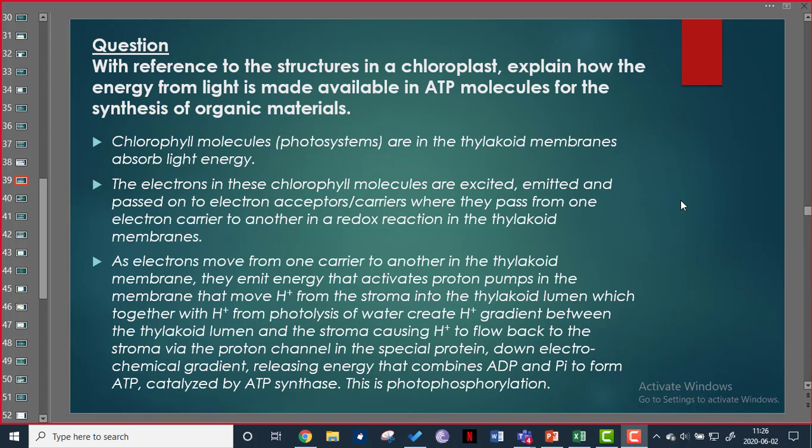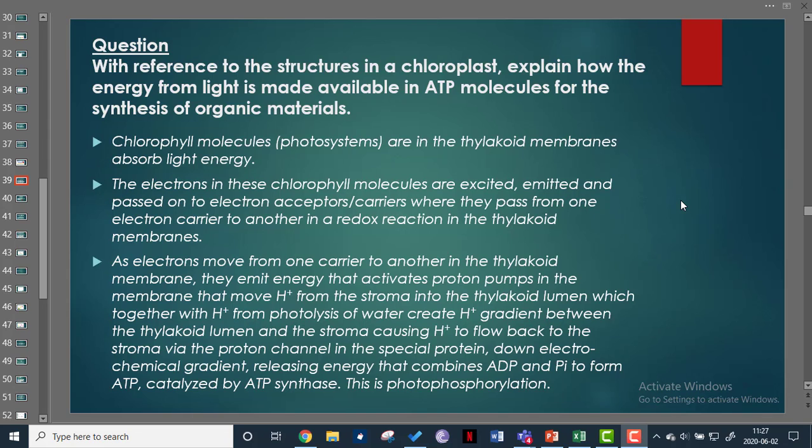Now, when we look at that question, it says that with reference to the structures in a chloroplast, explain how the energy from light is made available in ATP molecules for the synthesis of organic materials. Now, in a question like this, from what we have done previously, you will understand that it is asking on the various structures of the chloroplast, like in this case, the chlorophyll molecules that are found in the chloroplast, that's the photosystems.